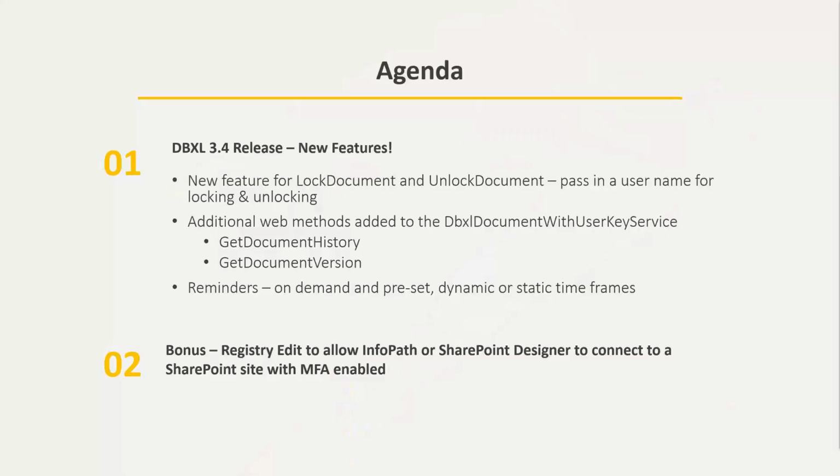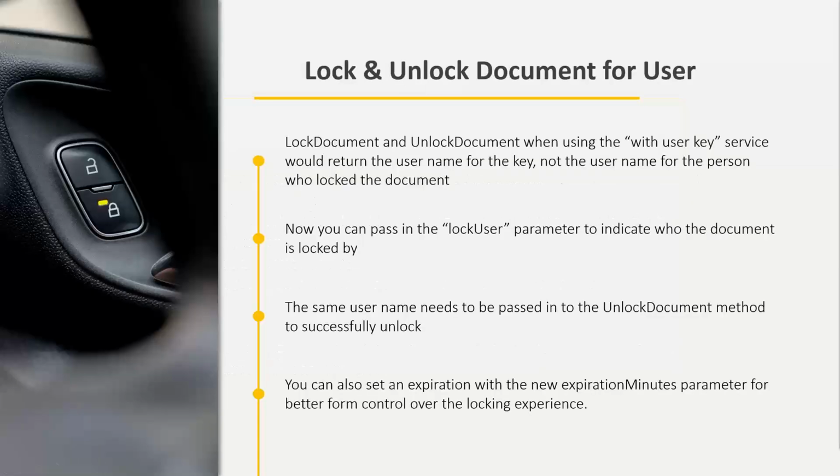So without further ado, here's our agenda. We're just going to talk about the new features in the DBXL 3.4 release. There's a couple new features added to existing web services. We added a few new methods to the user key service, and we've got a new feature that we're calling reminders that we want to demo for you so you can learn more about that. And we're going to do a little bonus at the end talking about some registry entries that can help legacy apps work with SharePoint multi-factor authentication.